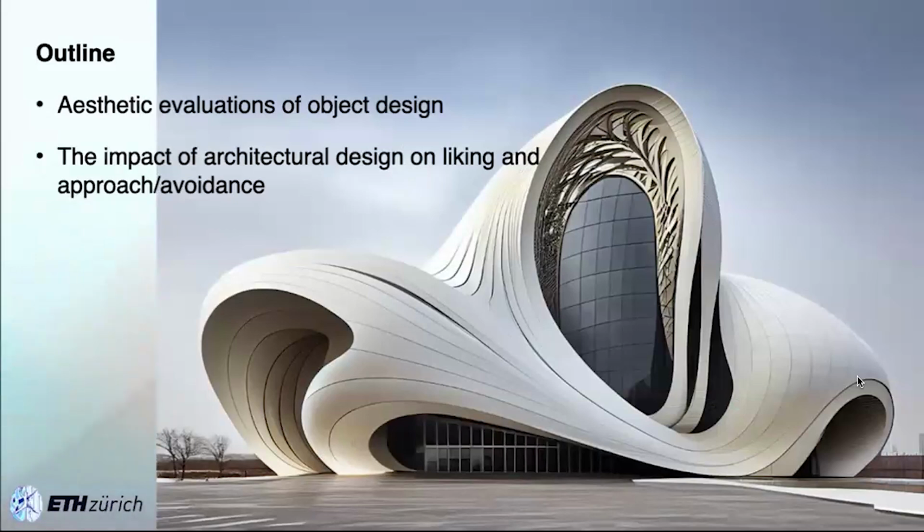What I'm hoping to talk about in the first part is what we know from empirical aesthetics, and especially the neuroaesthetics world, in terms of how aesthetic evaluations of object design are calculated and computed. And the second part will focus a bit more on the impact of architectural design on liking and people's approach and avoidance decisions. And hopefully this will give us some rich material for discussion.